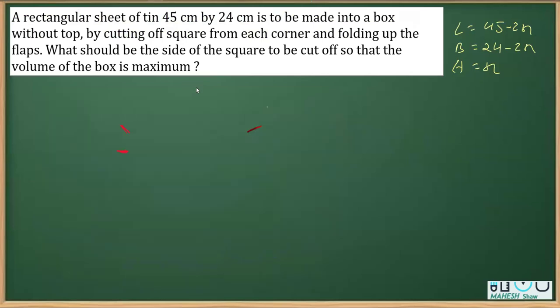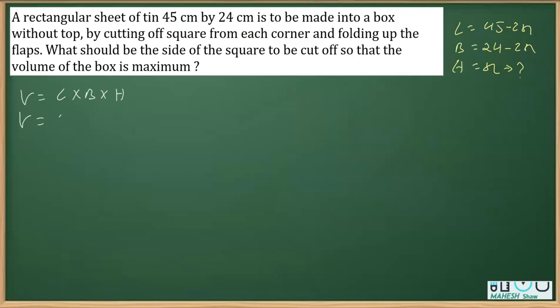Now what we have to find here is, if you read it further, what should be the side of the square? That means x is what we have to determine so that the volume is maximum. Sorry, not area, volume. We have to maximize the volume. The volume of a cuboid is length into breadth into height, so we know that the volume is L times B times H.